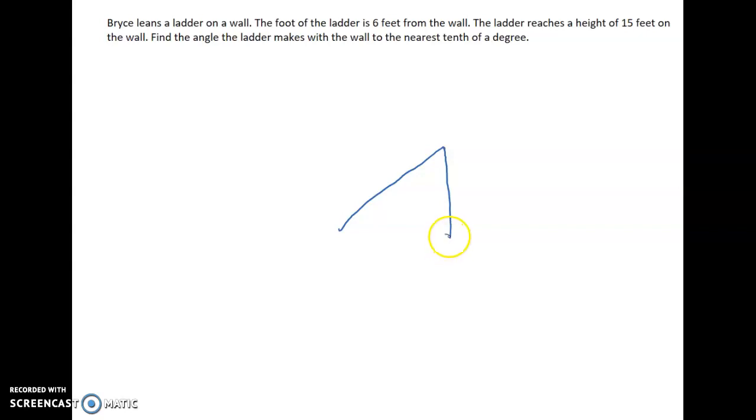So if we draw the floor, for example, here, then we know that the ladder is 6 feet from the wall, which makes this 6 feet right there. And the ladder reaches a height of 15 feet on the wall, which tells us that this is 15 feet because it's 15 feet up the wall. And we need to find the angle the ladder makes with the wall to the nearest tenth of a degree.